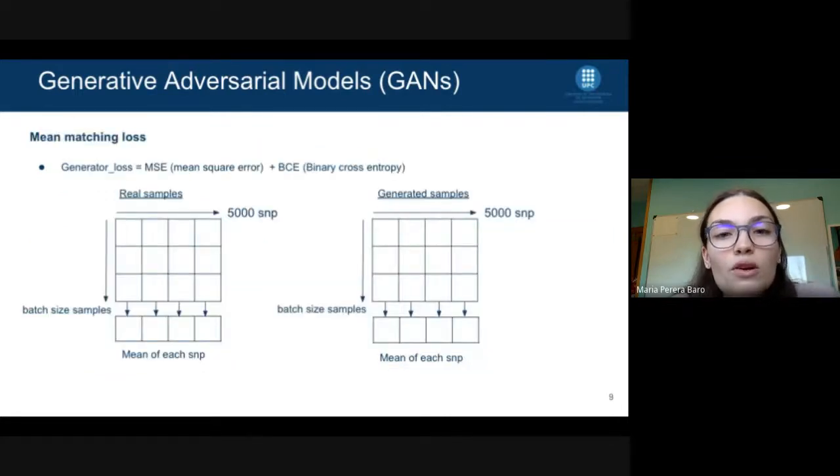And another loss added in the generator is what I call a mean matching loss, but it's based on the maximum mean discrepancy, which I will explain later. This mean matching loss consists of computing the mean of the SNPs of the real samples and generated samples, and then computing the mean square error between them. Then the generator loss is computed with the mean matching loss plus the binary cross entropy.